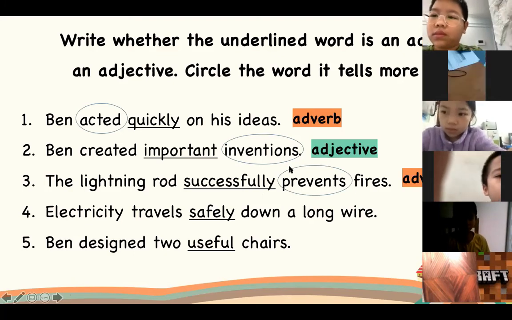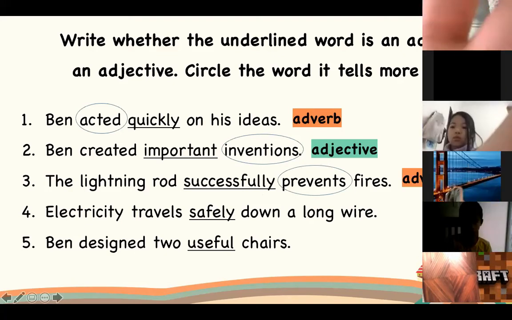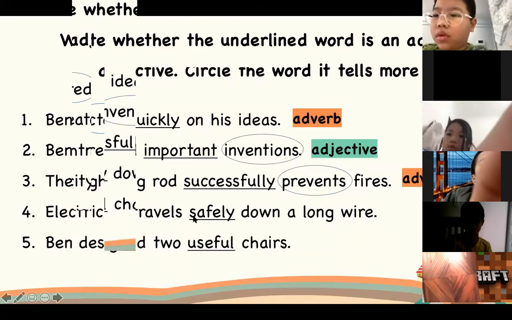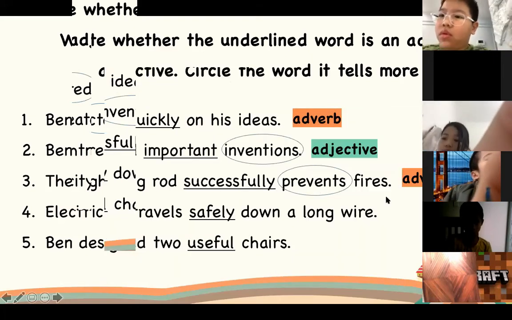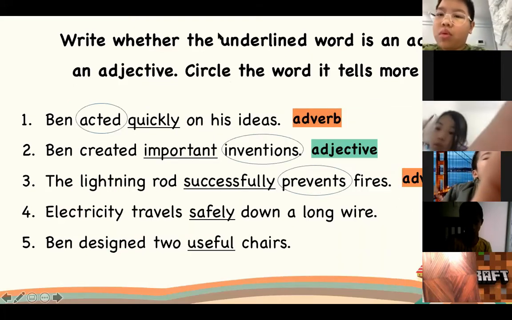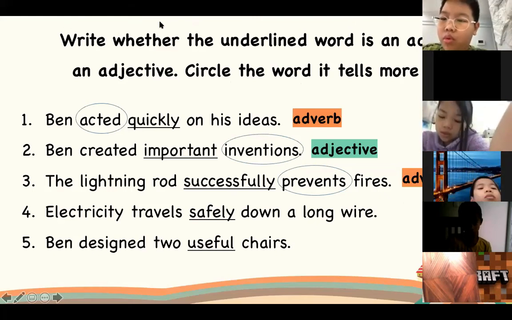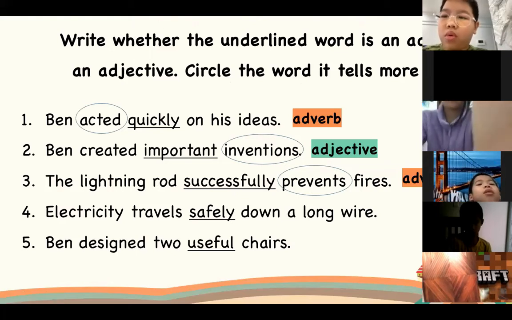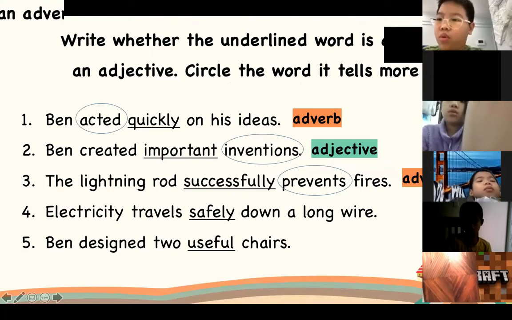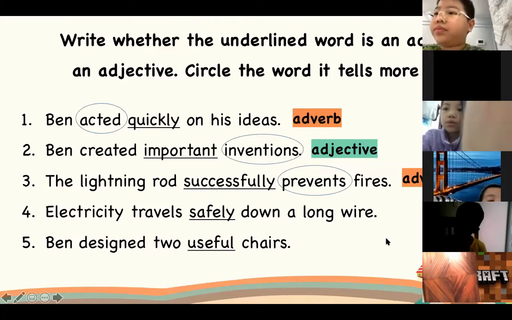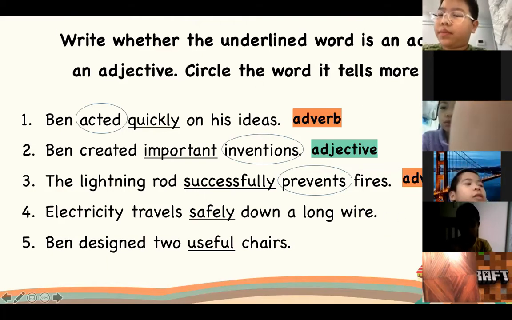Who can tell me, what does the word prevents mean? Okay, the word prevent means to stop before it happens. So the lightning rod successfully prevents fires. The lightning rod is one of Benjamin Franklin's inventions. That means if a lightning bolt hits a building, it will go straight to the lightning rod, which means there will be no fires and everyone will be okay. Okay, good job, guys.